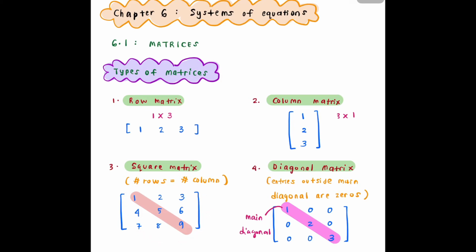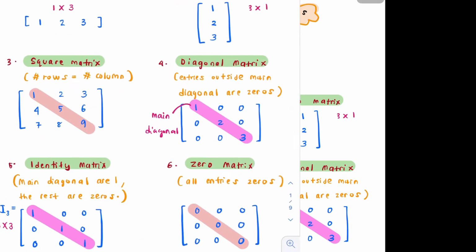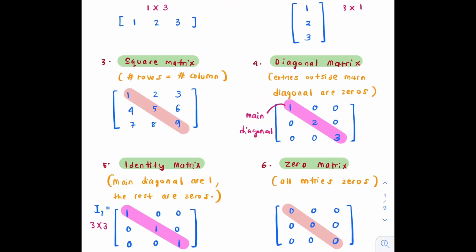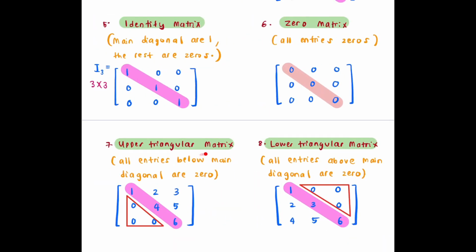Number 4, you can have a diagonal matrix, where you only have entries on the diagonal part and all the other entries are 0. Number 5, you can have an identity matrix. So what is an identity matrix? This is when the diagonal part is 1 and all other entries are 0. You can also have a zero matrix, where all the entries are zeros. Next is the upper triangular matrix, where all entries below the diagonal part are equal to 0, and you can have a lower triangular matrix, where the entries above the diagonal part are all zeros.